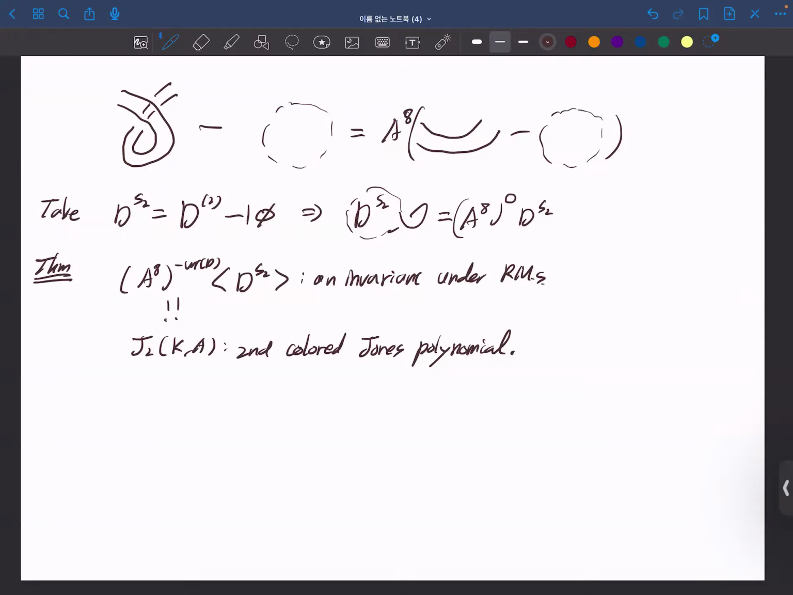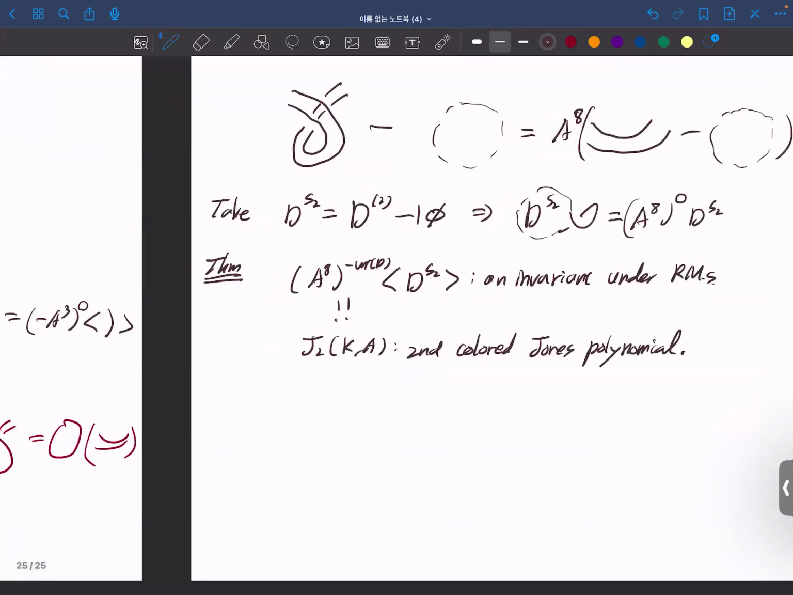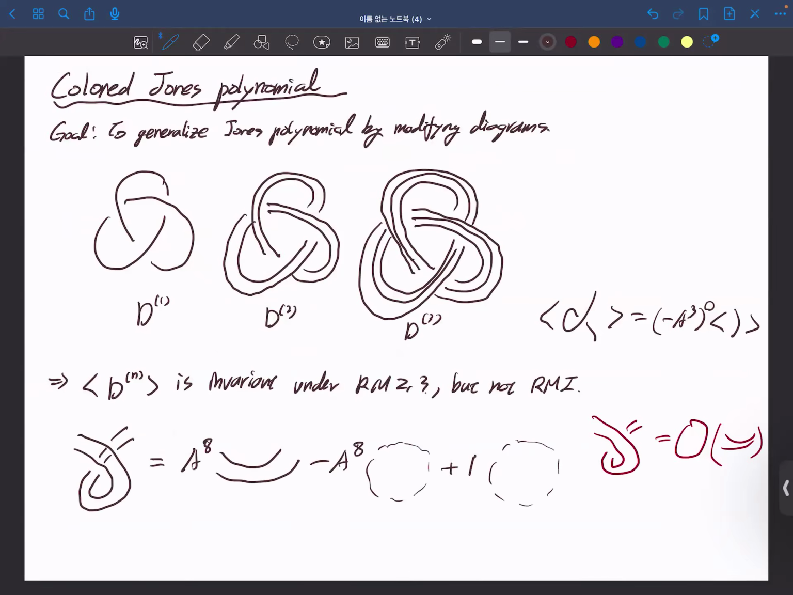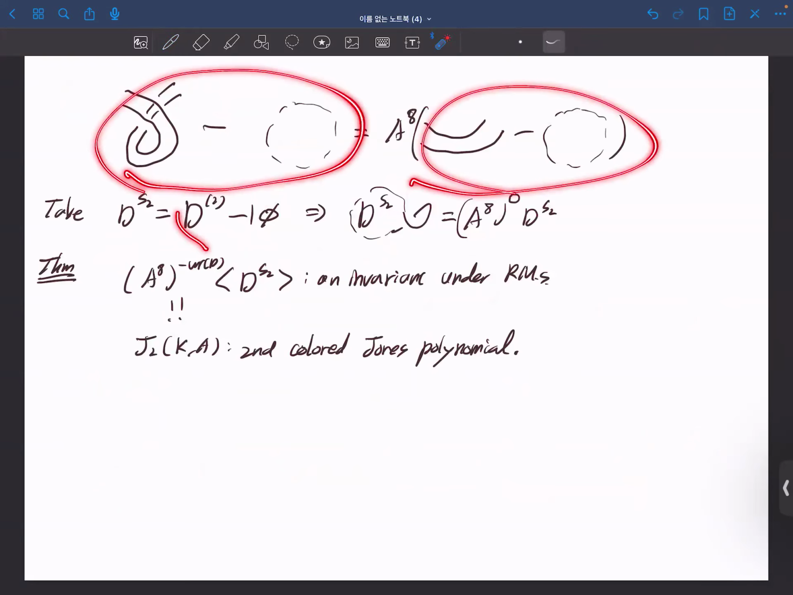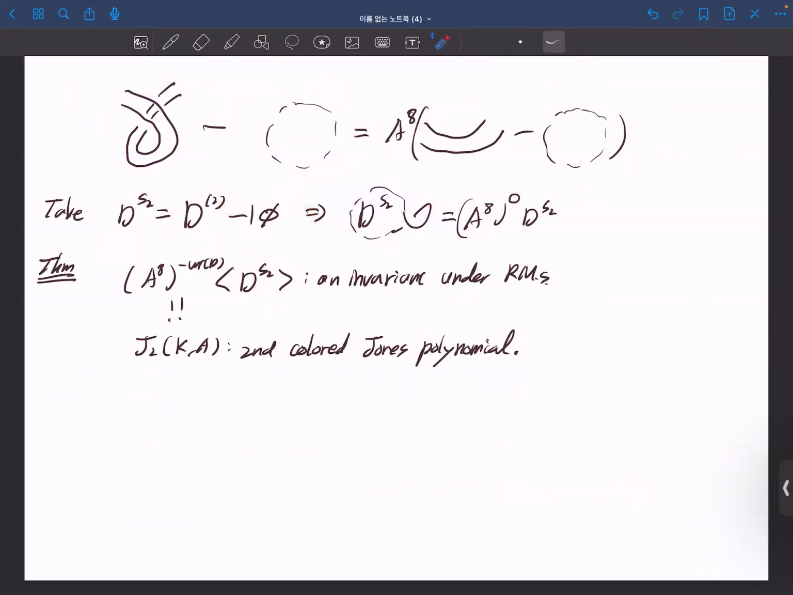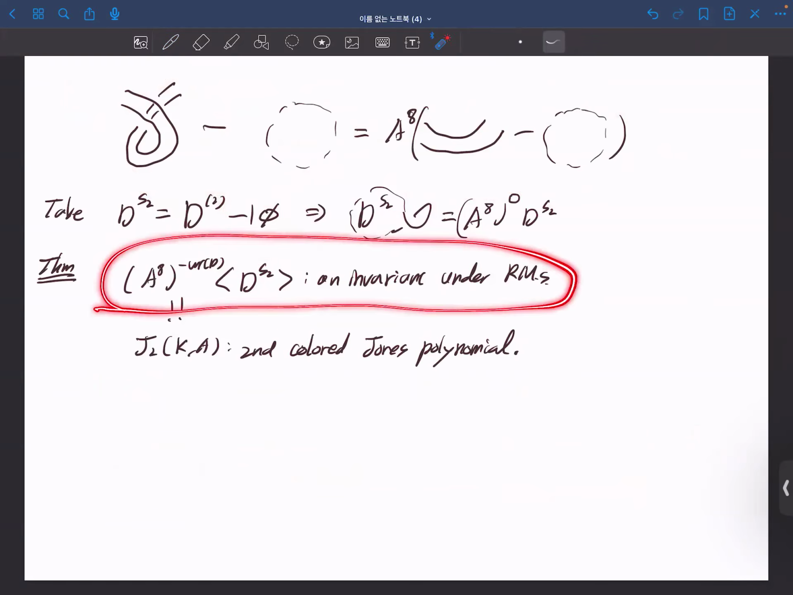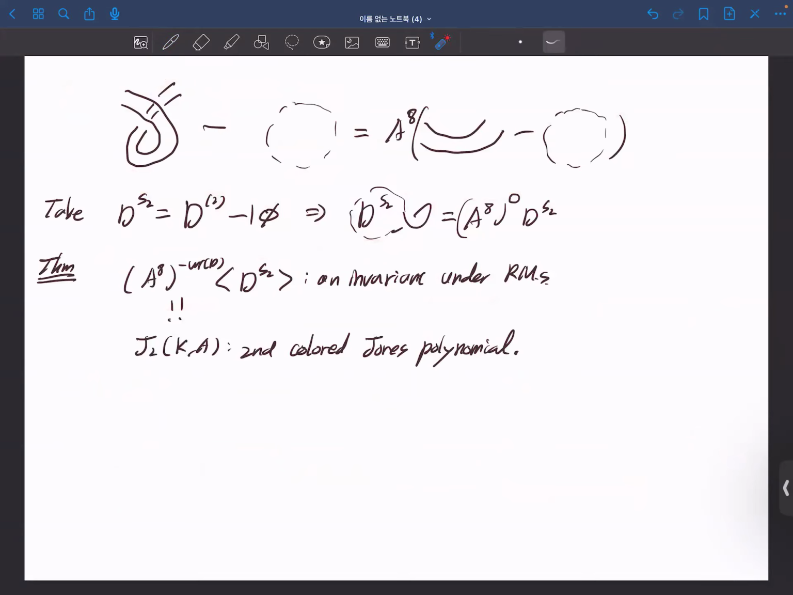Then, in this manner, to obtain the invariant under Reidemeister moves 1, 2, 3 by making parallels of D is not possible. Just by using parallels, we cannot obtain an invariant under all Reidemeister moves. But by modifying it, instead of parallels, we put minus 1 here, and we can obtain an invariant under all Reidemeister moves.